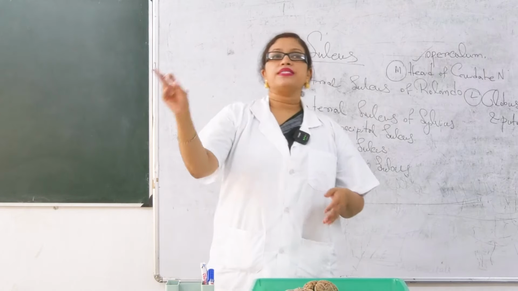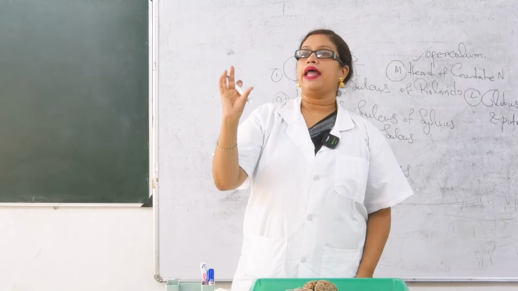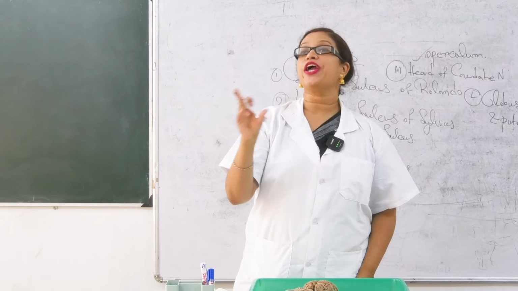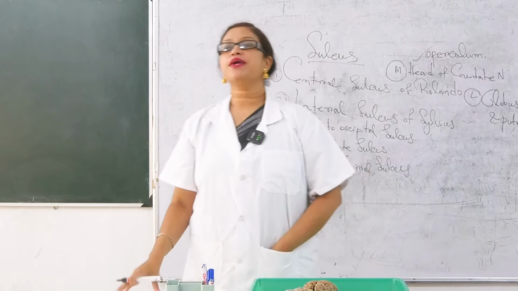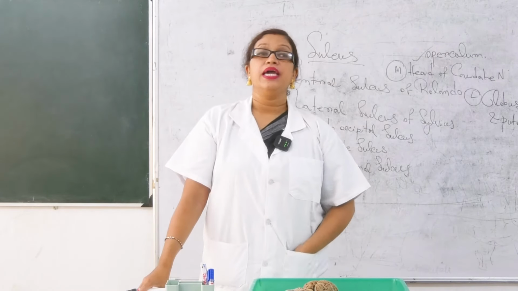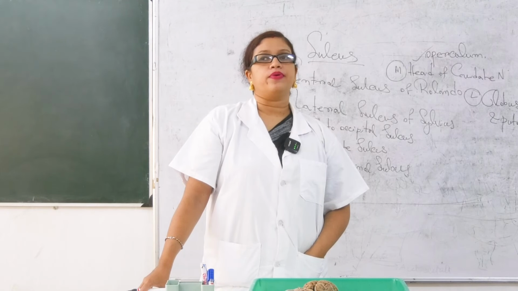Understood? So capacity of CSF is 1500 ml. Understood? And how much is secreted? That is 0.5 liter. Understood? Where is the 0.5 liter coming from? From the choroid plexus. Each day that much CSF is formed. Understood?